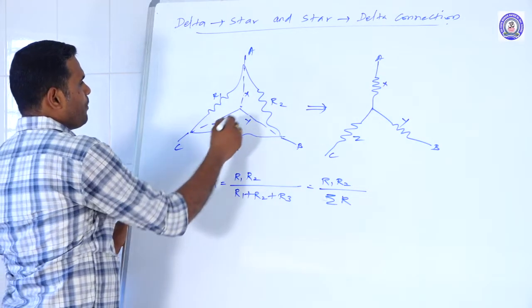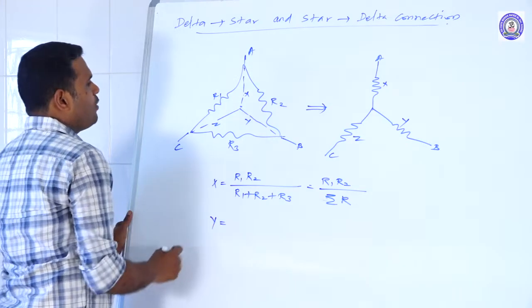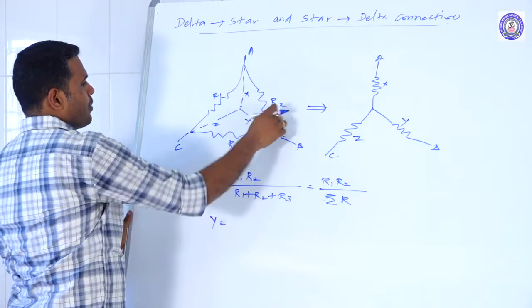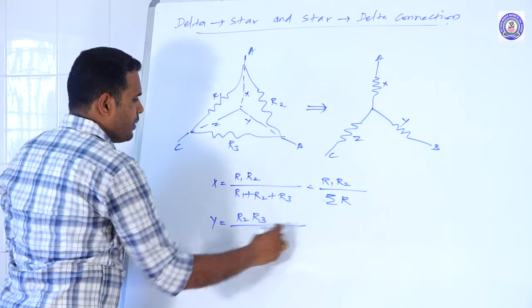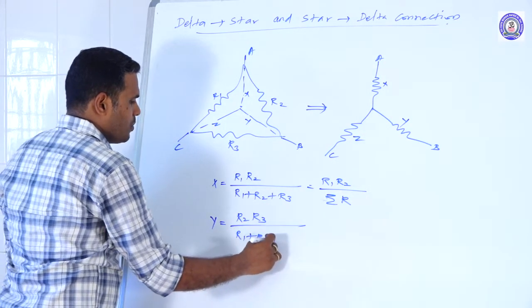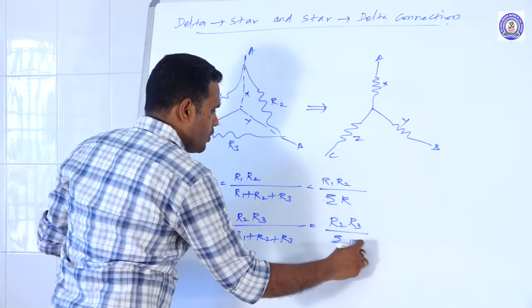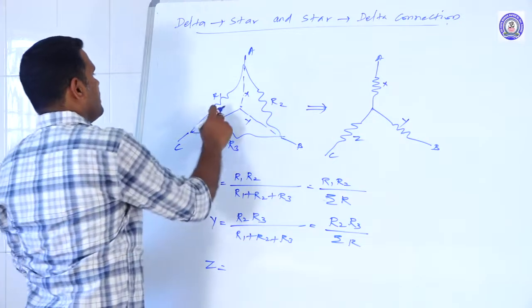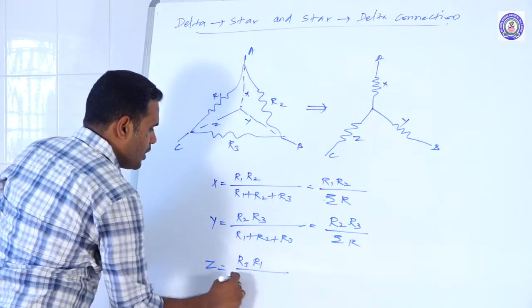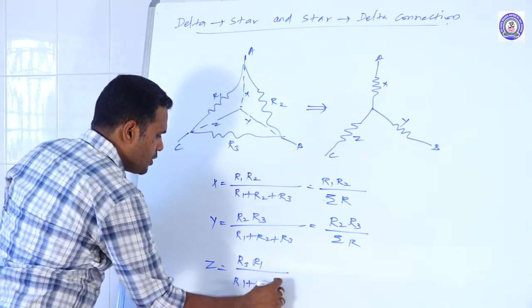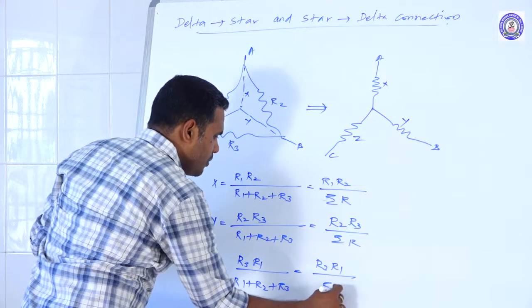And in the same way, if R2 and R3 or Y has to be calculated, the value of Y can be found by taking the product of these two resistances R2 and R3 divided by the sum of the resistances R1 plus R2 plus R3, which is R2 R3 by sum over R. Z can be calculated with these two resistances, which is R1 divided by R1 plus R2 plus R3. This is equal to R3 R1 divided by sum over R.